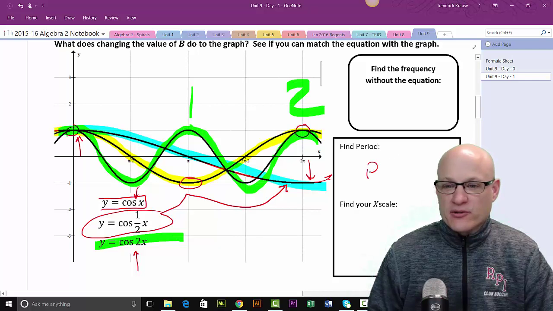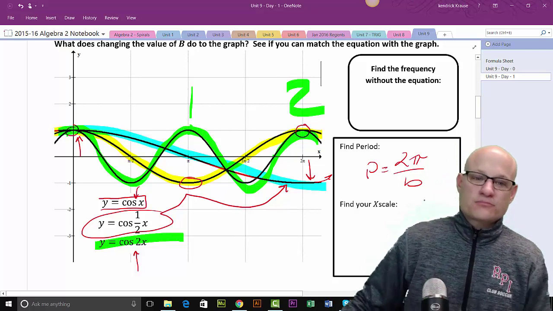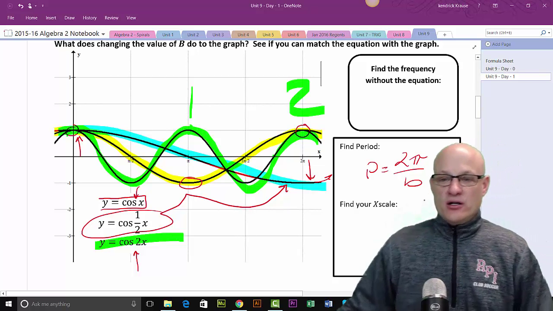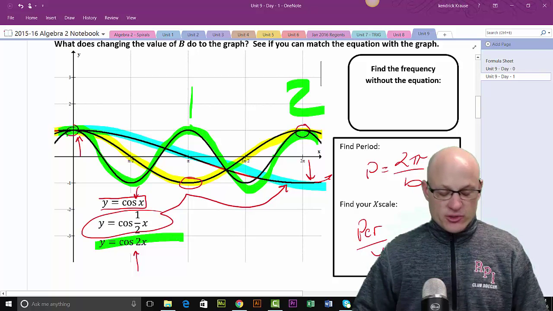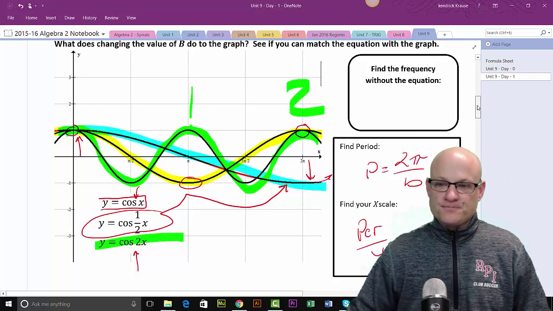Find the period again. Period is equal to 2 pi over b. And we also know our x scale to be period divided by 4. Nothing's changed from the last unit. You'll notice we just keep carrying stuff over.